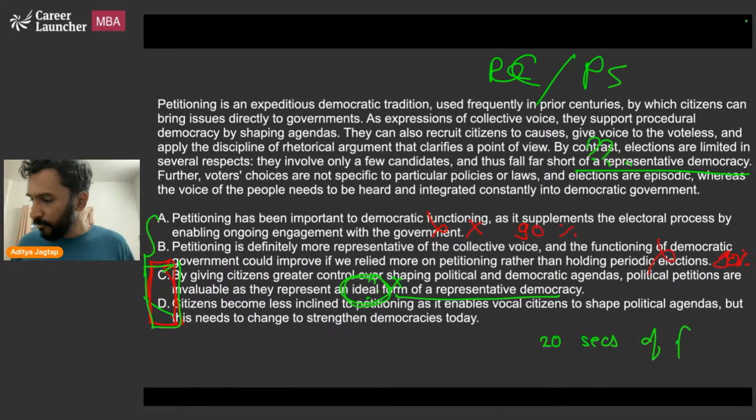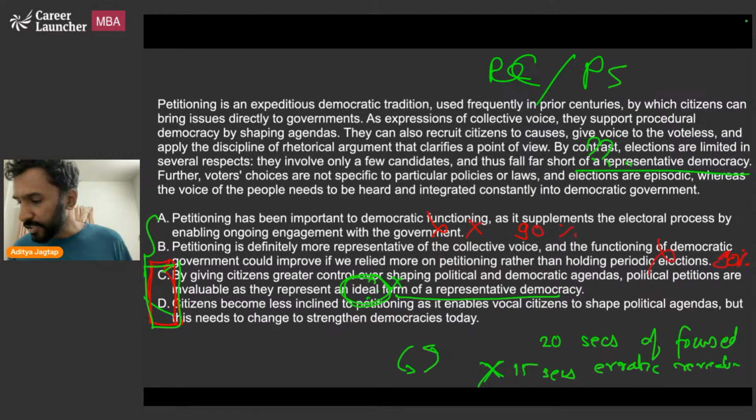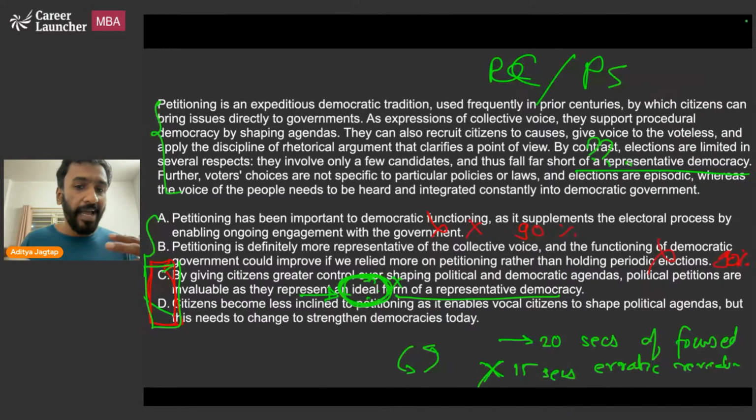So at this stage, because we are running short of time, instead of actually giving ourselves 20 seconds of focus time, we end up giving ourselves 15 seconds of erratic rereading. This is problematic. What I want you to do is actually give yourself specific time for this specific decision. To find this word ideal, I'll take somewhere close to 10 to 15 seconds. I know there itself that option C is not great.